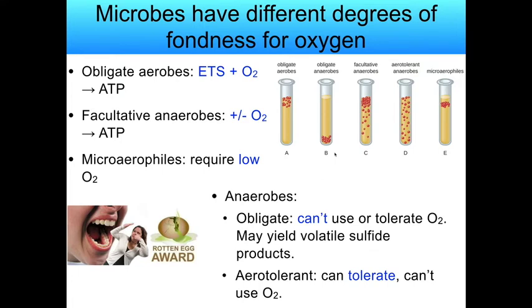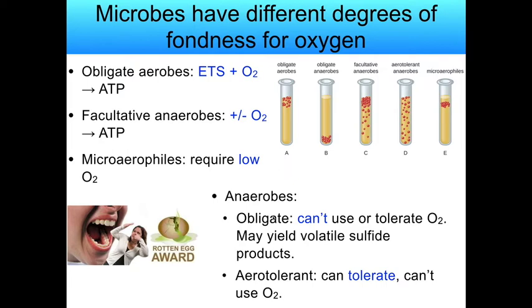Then there are microaerophiles, which require oxygen, but they can't handle much of it. They require a low amount of oxygen. And if you were to put them in a tube of nutrient broth, they would form near the meniscus, but not up to the meniscus, as shown here in panel E.